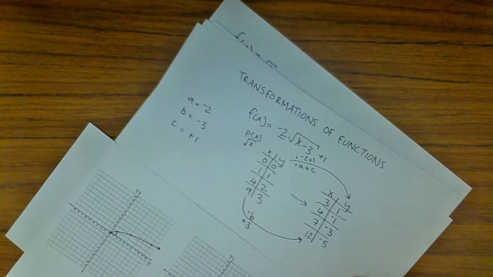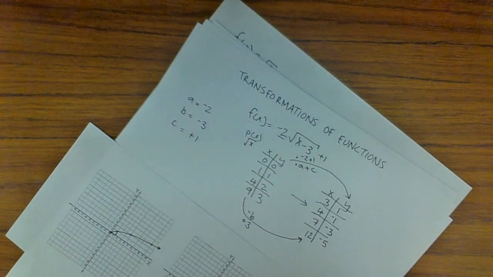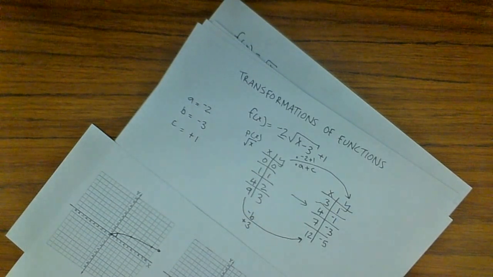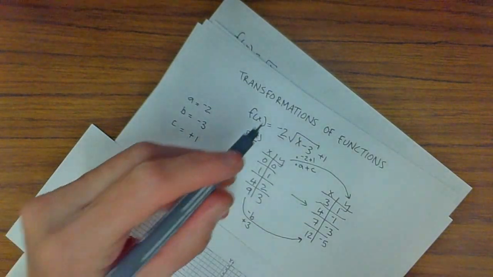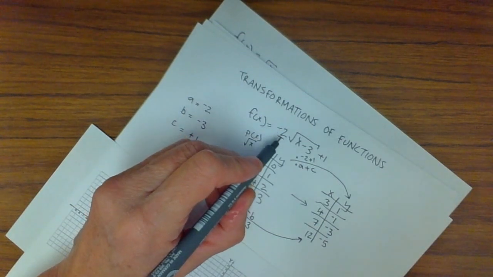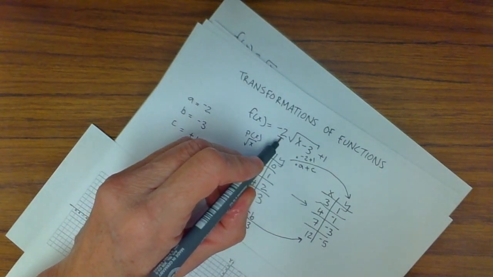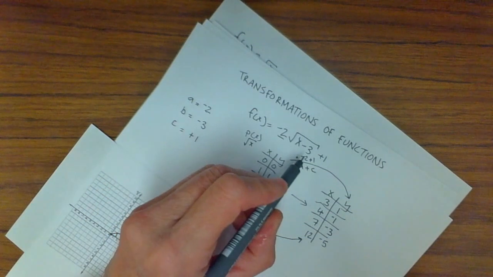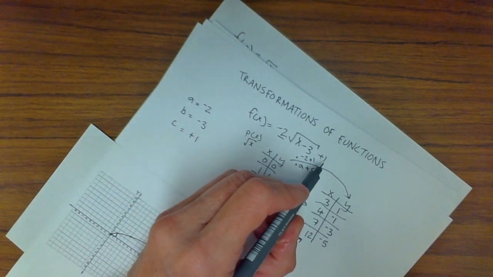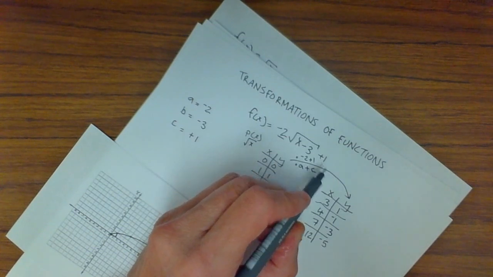I could ask you the domain. The domain is x is greater than or equal to 3. The range is y is less than or equal to 1. It's constantly decreasing. And I could also ask you what's happened to the graph, and you can say reflected in the x-axis, vertically stretched by a factor of 2, translated 3 units to the right, and translated up 1 unit.